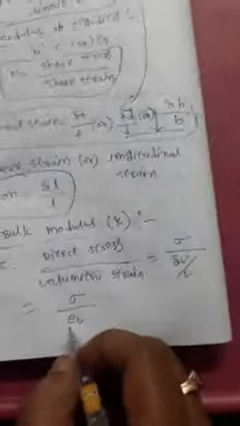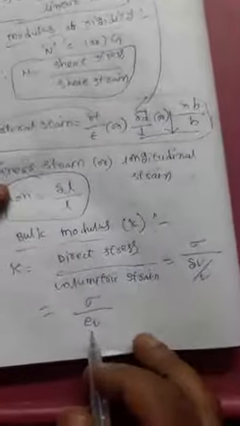Direct stress is denoted by the letter sigma. Volumetric strain equals change in volume by original volume. Strain is denoted by small e, and V stands for volumetric, so volumetric strain is e V, and the stress is sigma.